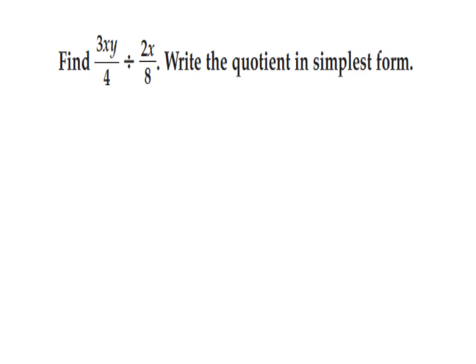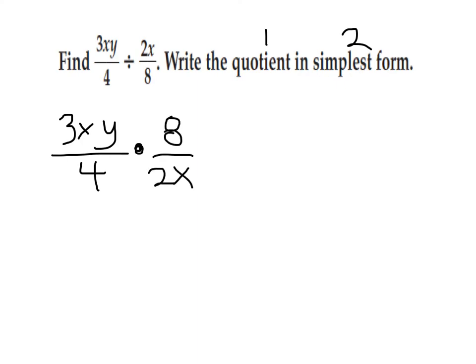Alright, what we see here is the same type of problem. We need to find the quotient, put it in simplest form. But what we have here is algebraic expressions. What we're going to do is what we've always done, the same process. We're going to keep our first fraction, 3xy over 4. We're going to change it into multiplication. We're going to take the reciprocal. That means 8 goes on top and 2x goes on the bottom.